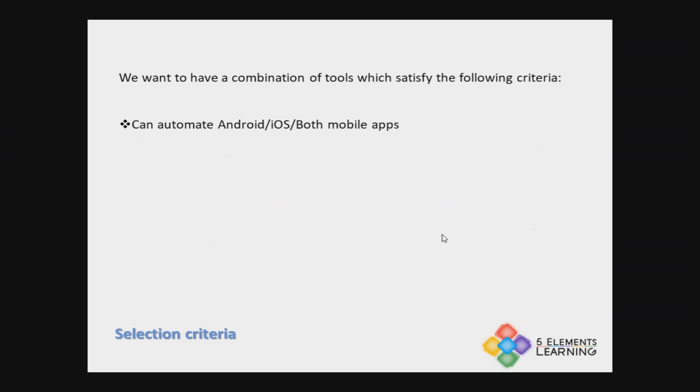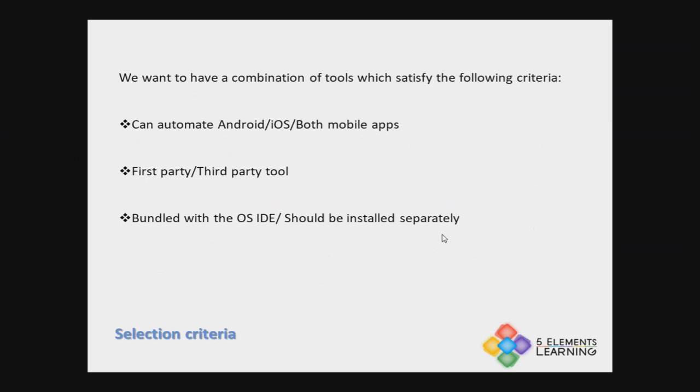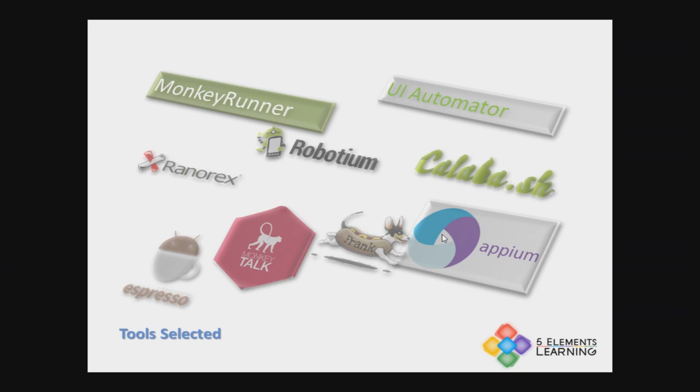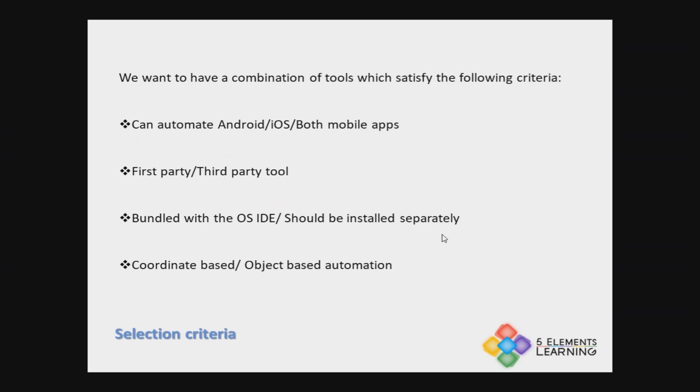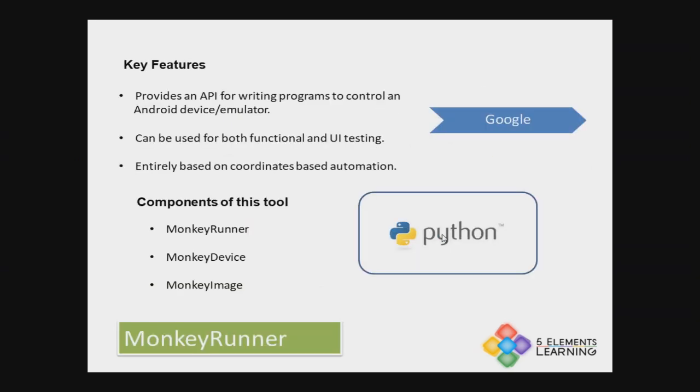We would want something which covers most of the market and automates both Android and iOS platforms. It should be a first party tool, bundled with the OS, and should not be required to be installed separately. There should be object-based automation instead of coordinate-based automation. Depending upon that, the tools we select are MonkeyRunner, UI Automator, MonkeyTalk, and Appium. These are the tools which are available to test both iOS and Android, have object-based automation, and do not require separate installation.